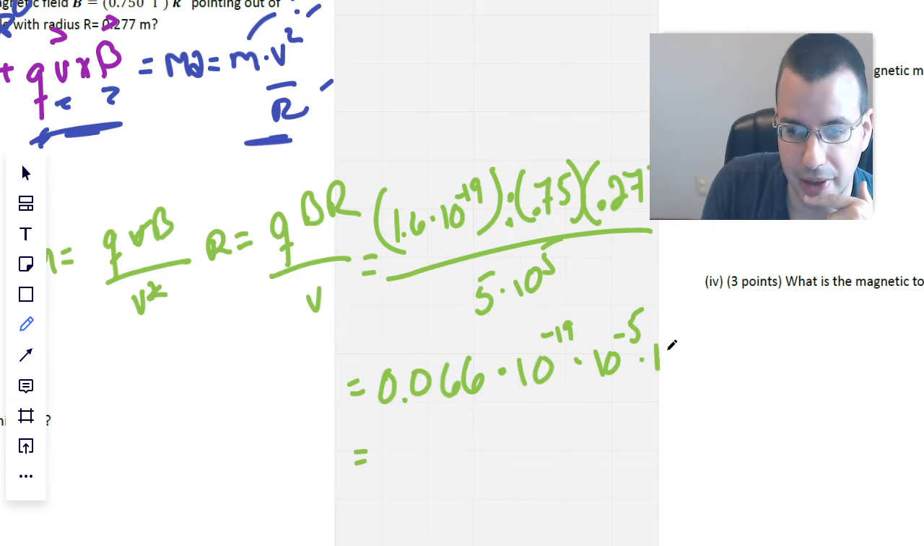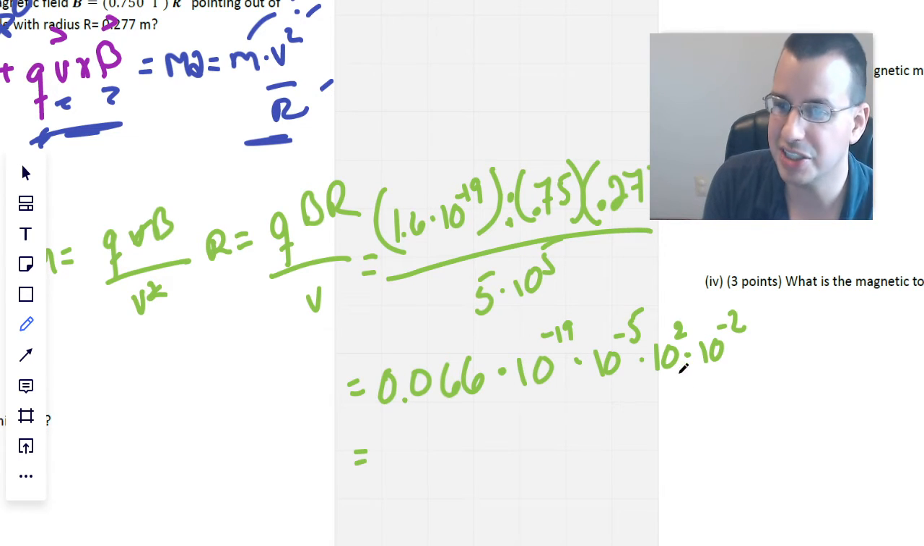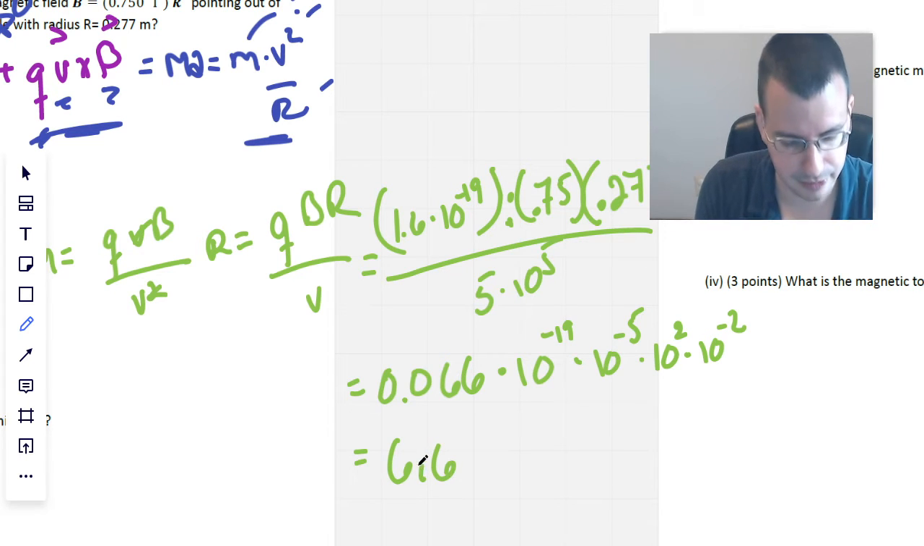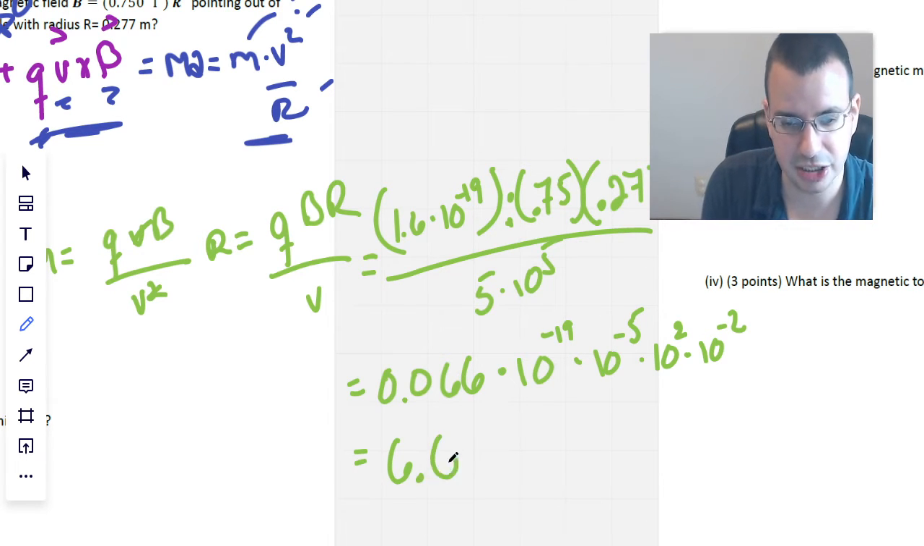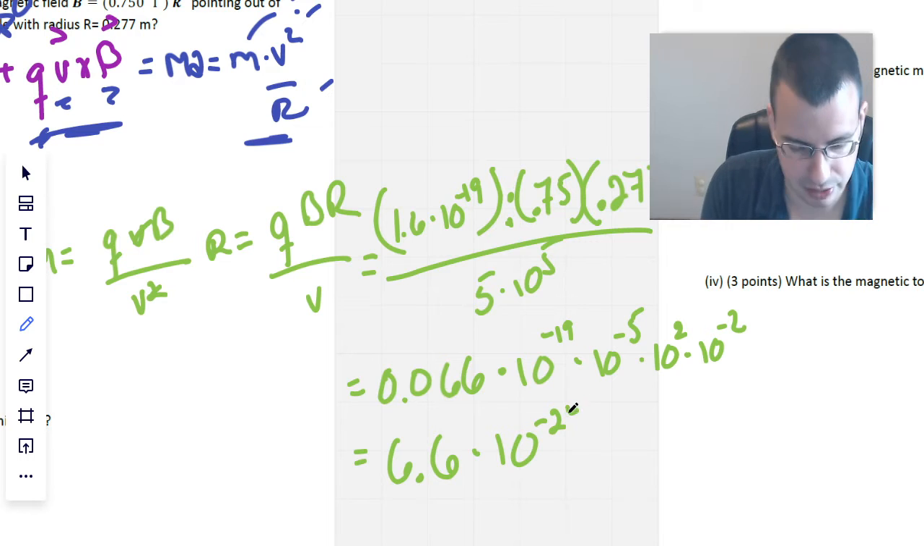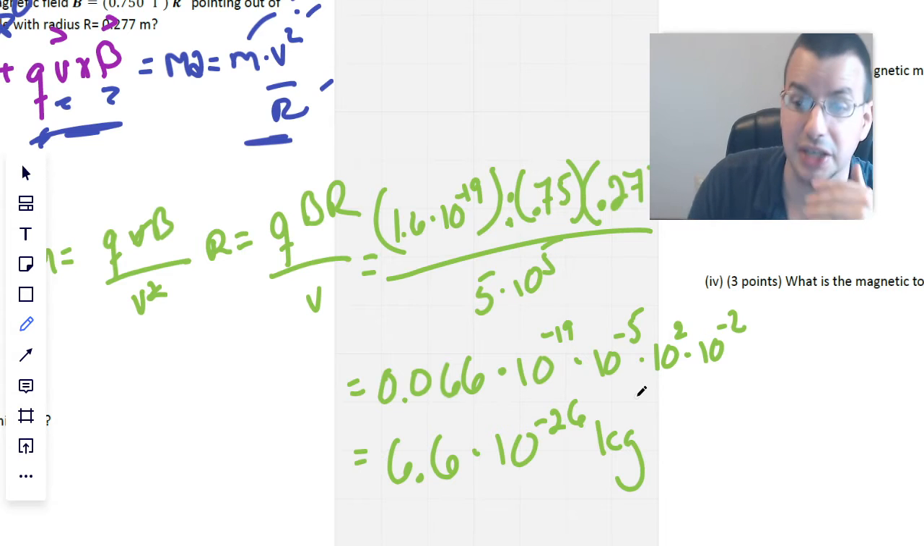And I'm going to multiply by 10 squared times 10 to the negative 2. That's the same as multiplying by 1. It just makes it convenient. You'll see in a sec. So then we have 6.6 times 10 to the, let's see, this is negative 24, negative 26. 26 kilograms. 24, 26. Yes, I believe so.